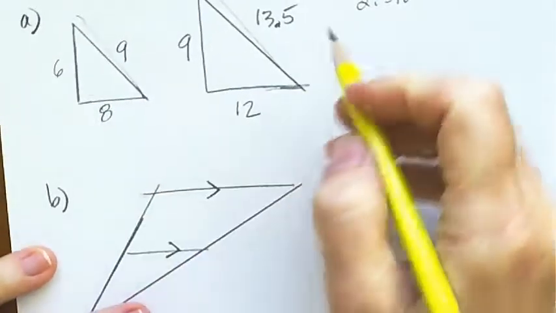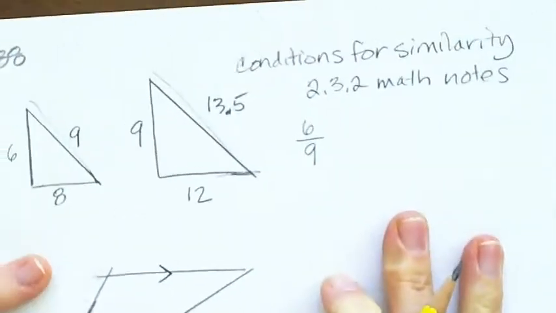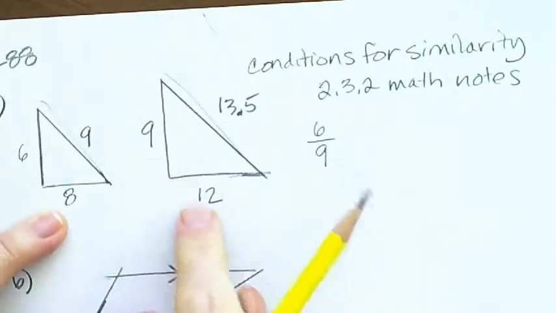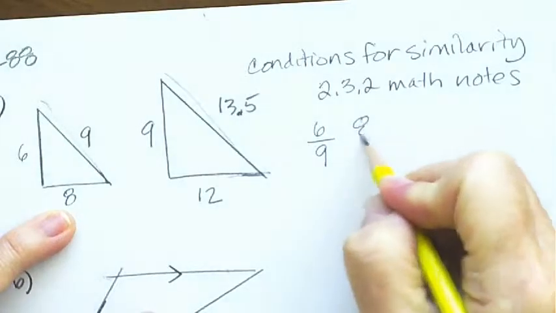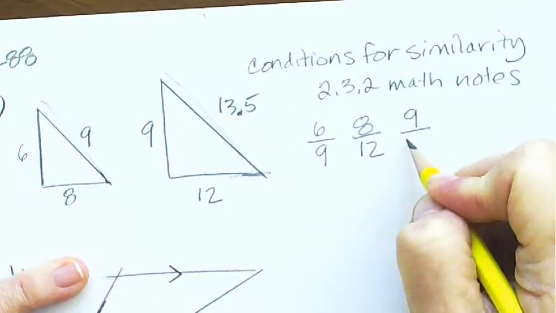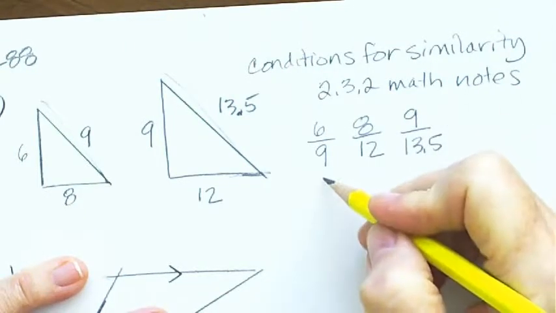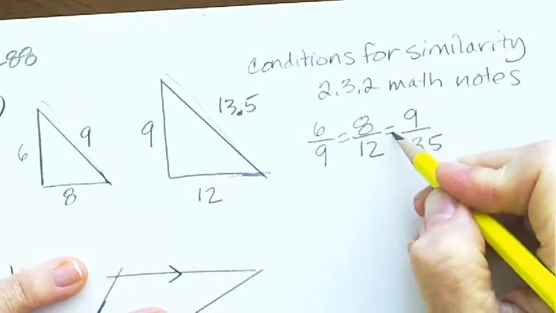Let's set up our ratios. Let's look at the ratio of 6/9. I'm picking the 2 smallest sides and comparing them. Then I'm going to pick the 2 middle sides. And then I'm going to pick the 2 largest sides. Now, you may know already what these reduce to. If not, you could use a calculator.